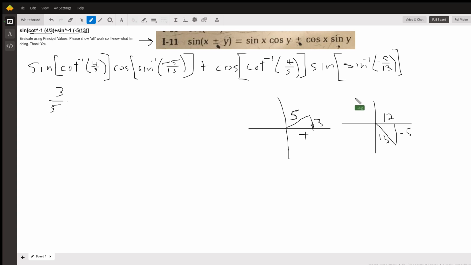This diagram over here shows us the angle that has a sine of negative 5/13. So the x coordinate is 12. So the cosine of that angle is 12/13. The cosine of the angle that has a cotangent of 4/3 is 4/5. And the sine of the angle that has a sine of negative 5/13 is negative 5/13.